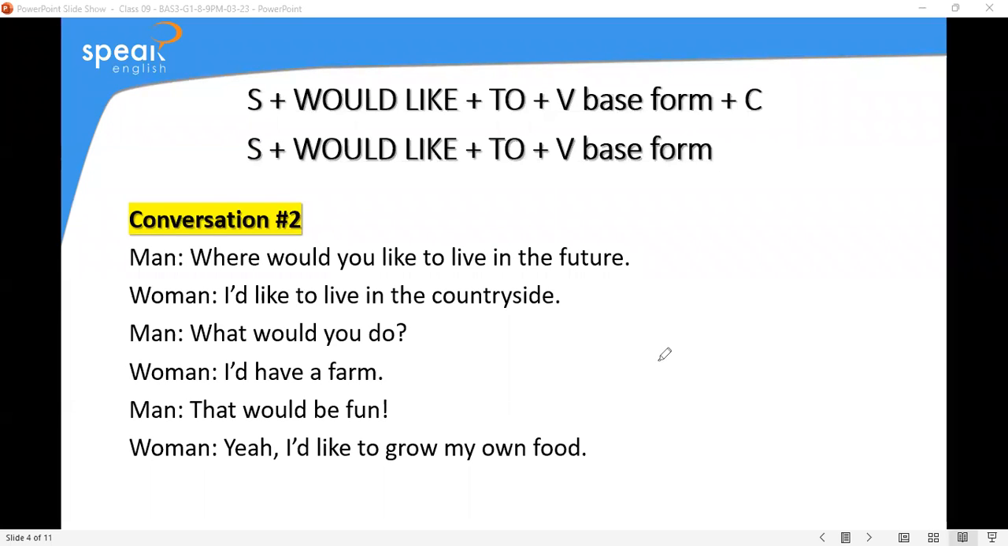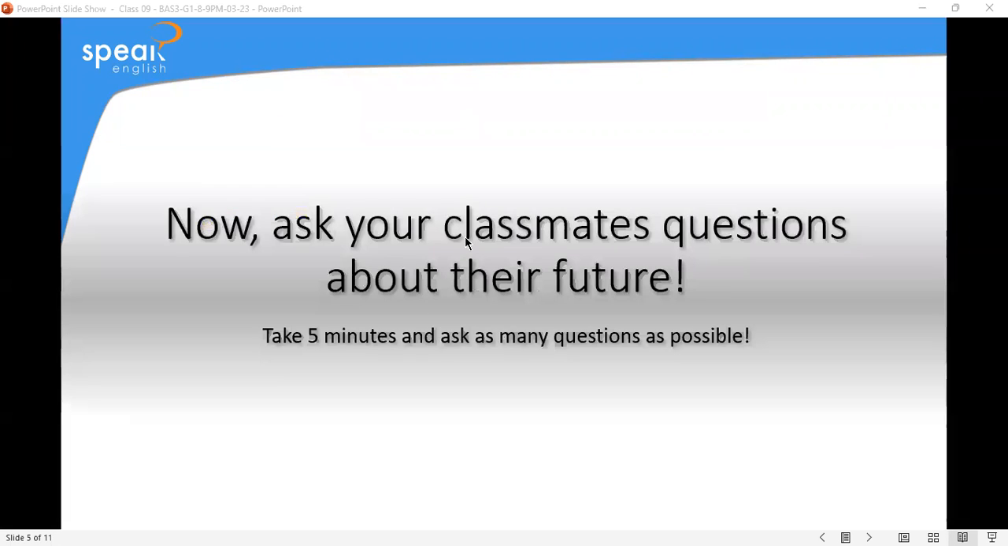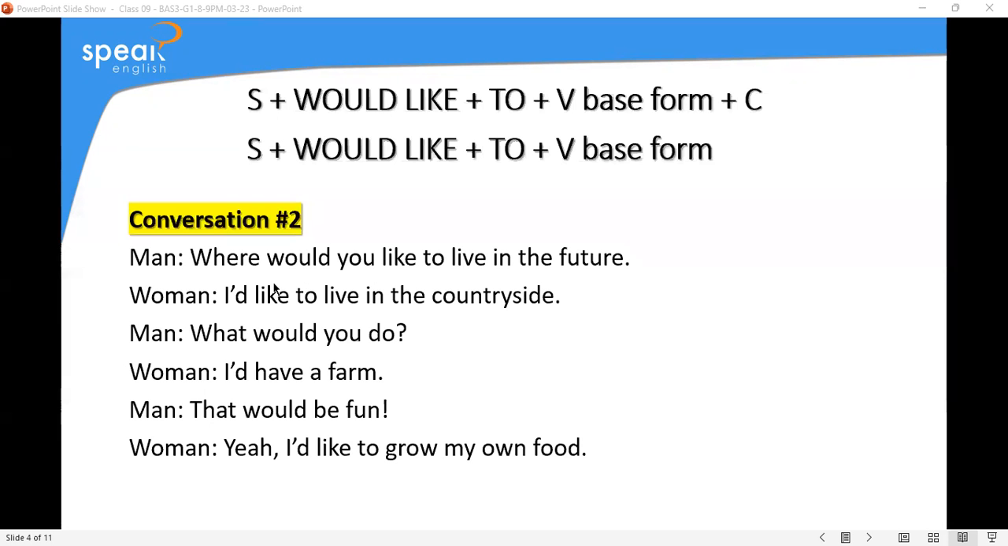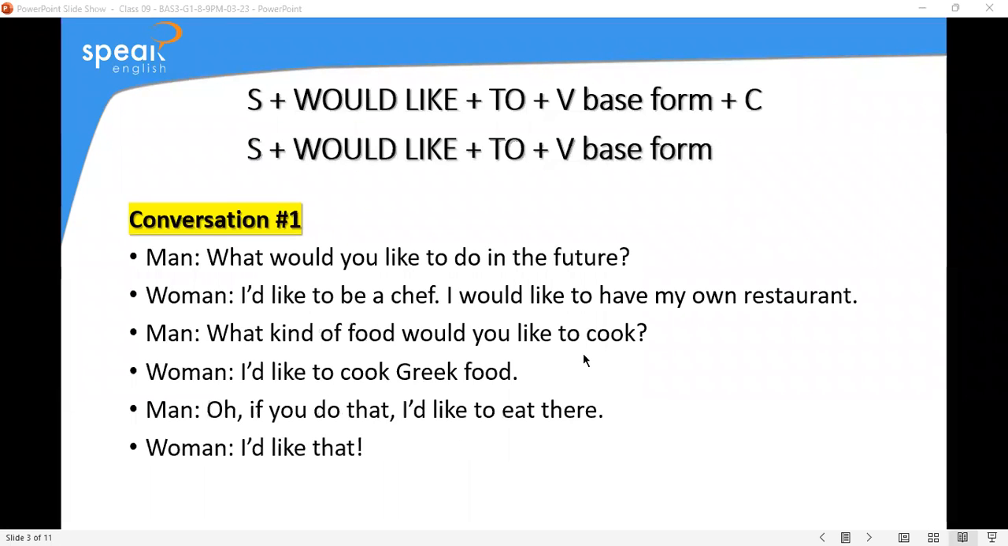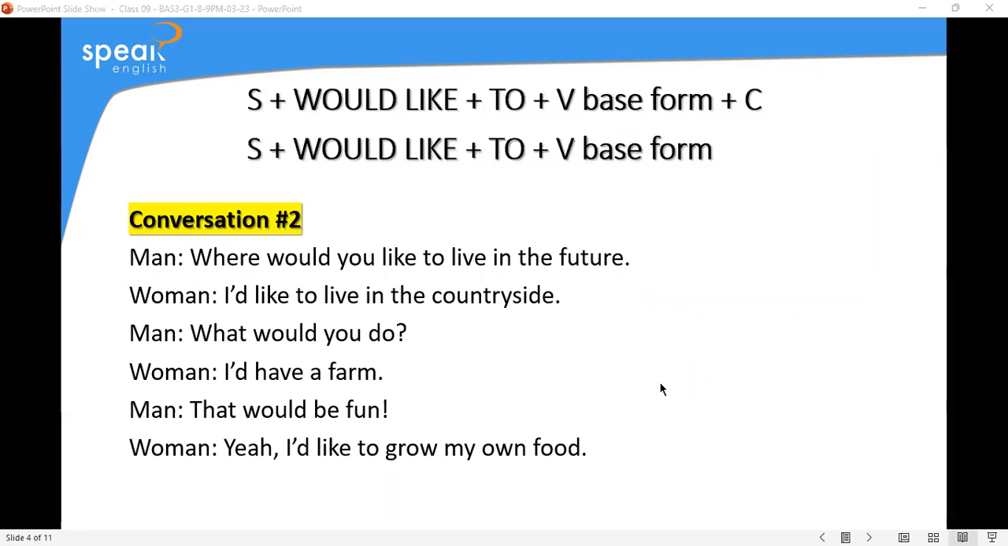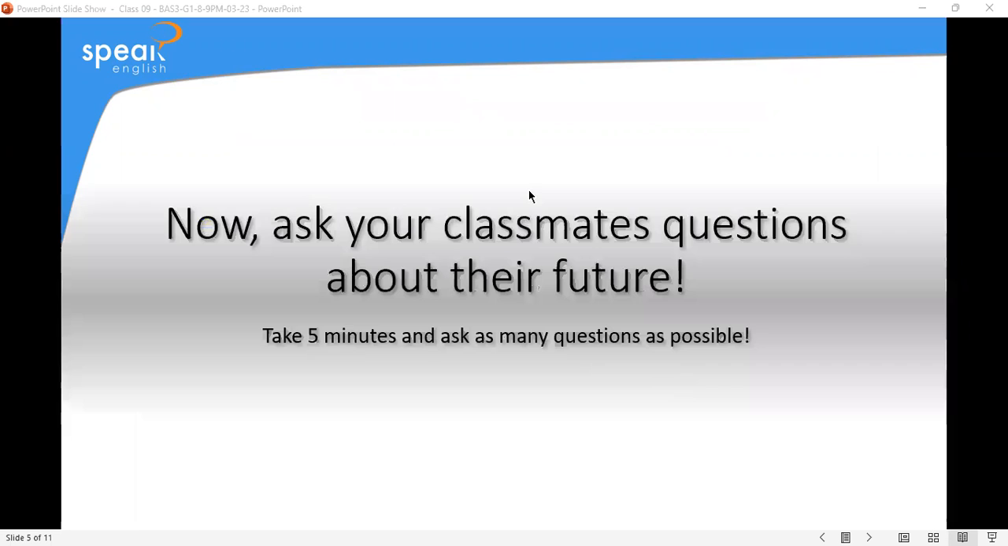Because now we are going to try to create a conversation. We are going to ask some questions that are related to the future. So you can ask questions like, where would you like to live in the future? Or, what would you like to do in the future? Try to ask questions specifically about the future.